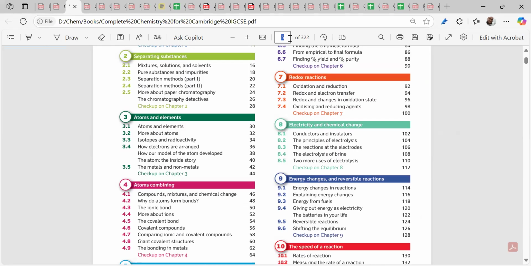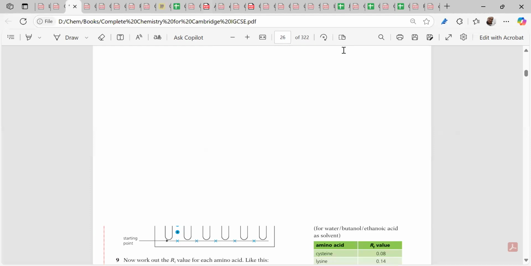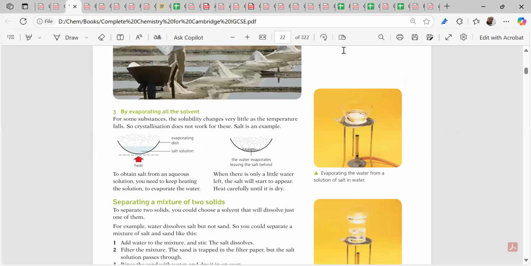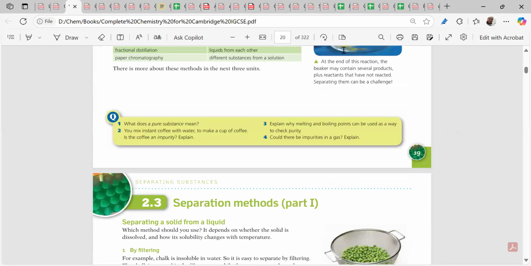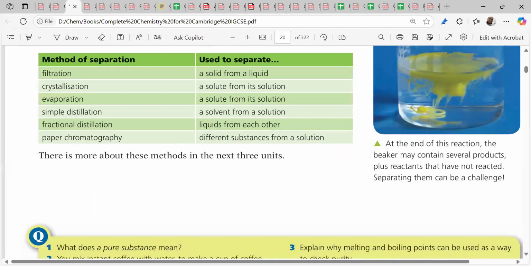Clear? We separate mixtures from each other. Suppose we're taking a mixture. A mixture can be homogeneous or heterogeneous. A homogeneous mixture is called a solution. A solution contains two parts, solute and the solvent. This bit is important.